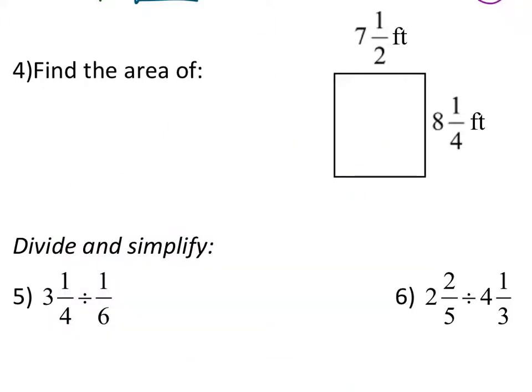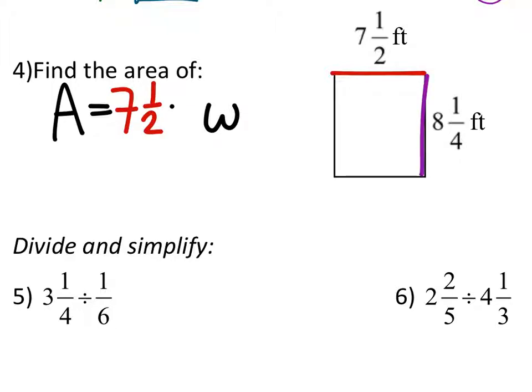Find the area of that thing. Well, this is a rectangle, so we will find the area. Oh, that didn't turn out very well. Area will be length times the width. And it doesn't matter which is which. Let's say that the 7 1/2 is the length, because it doesn't matter. So I'm going to replace that length with the 7 1/2, and the width as 8 1/4.